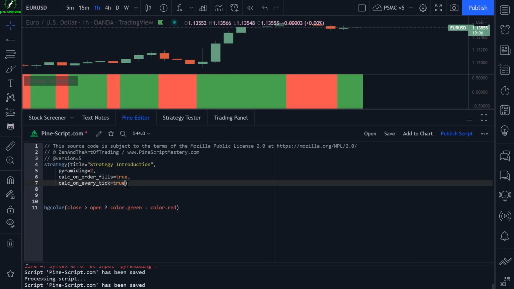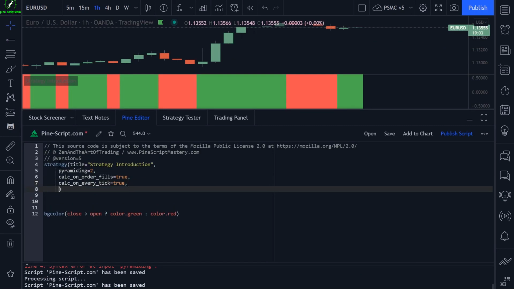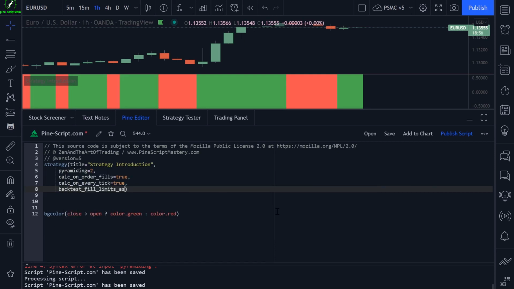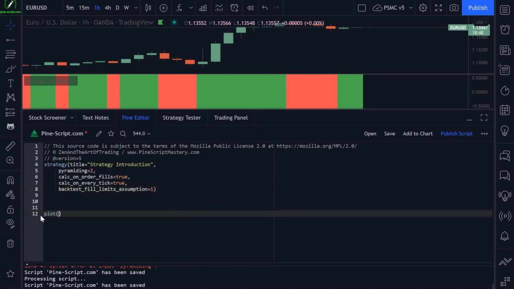If you set, what was it called again? Backtest fill limits assumption, stupid name, to 1. Now this means that, let me get rid of these ridiculous colors as well.